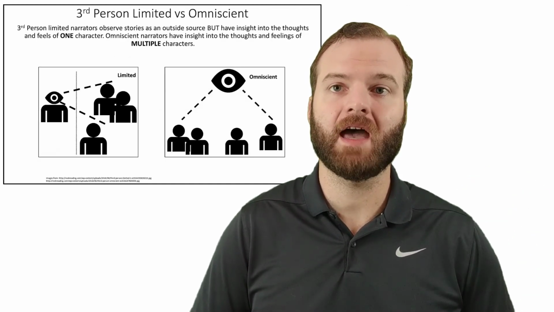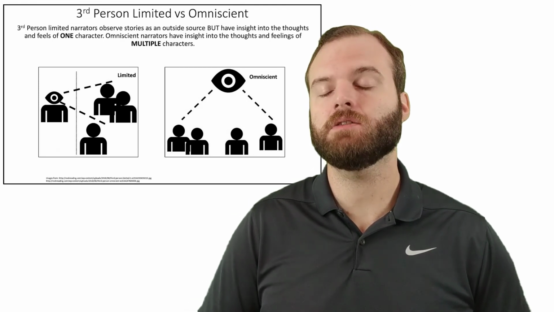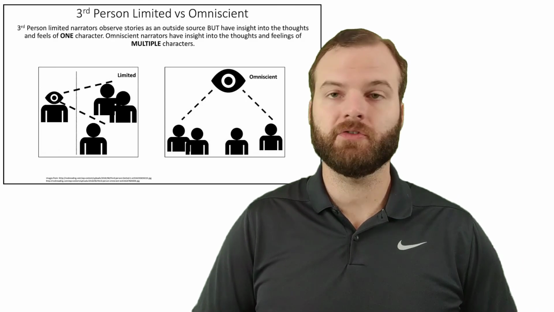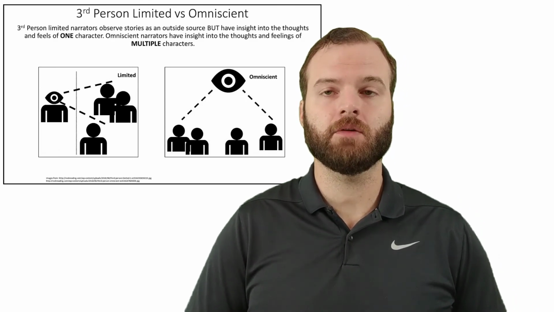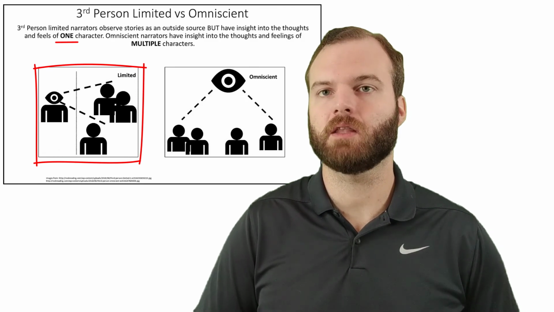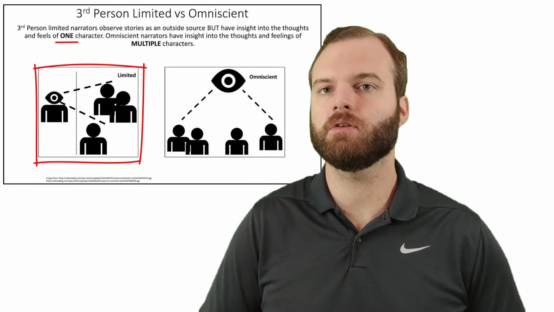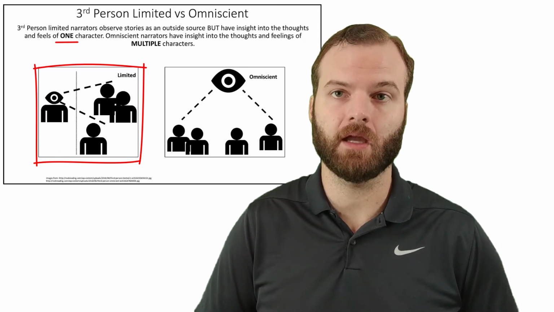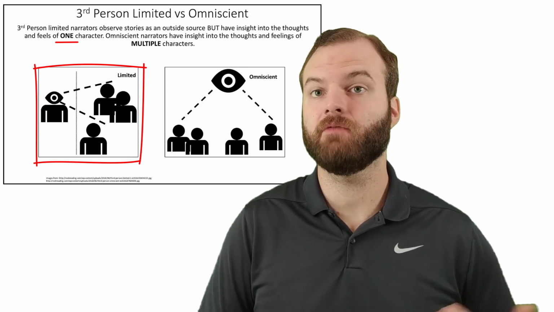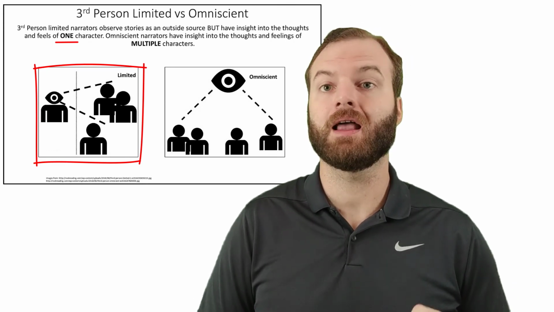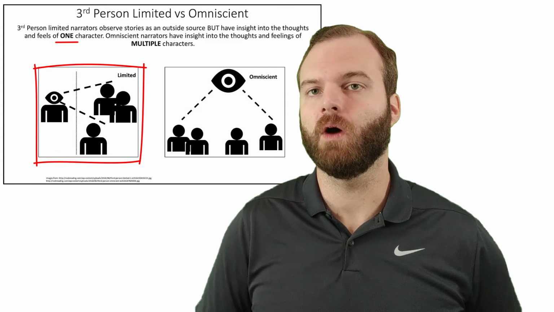Outside of objective, we have limited and omniscient, and these are the 2 that are used a whole lot in our fictional literature. First, let's focus on limited. A third-person limited narrator is very similar to a first-person narrator in that the third-person limited narrator only knows the thoughts and feelings of one character, which is typically going to be the main character. They can tell us what they're thinking and feeling, just like a first-person narrator can tell us what they're thinking and feeling, but they are limited to only that one character.